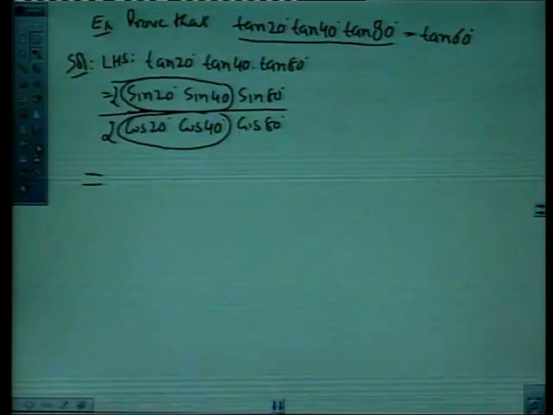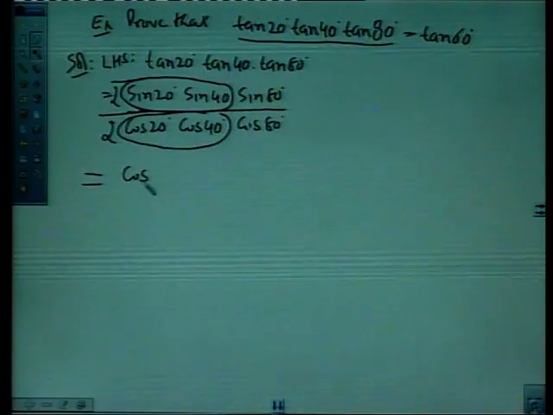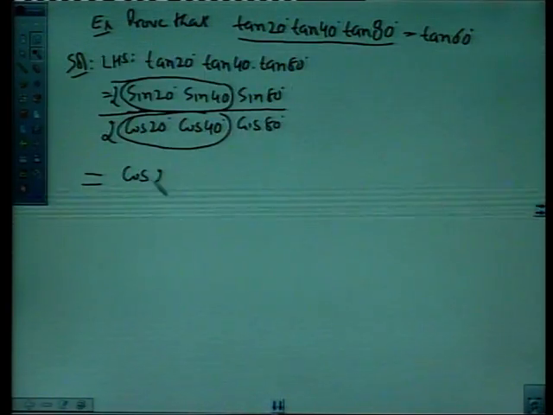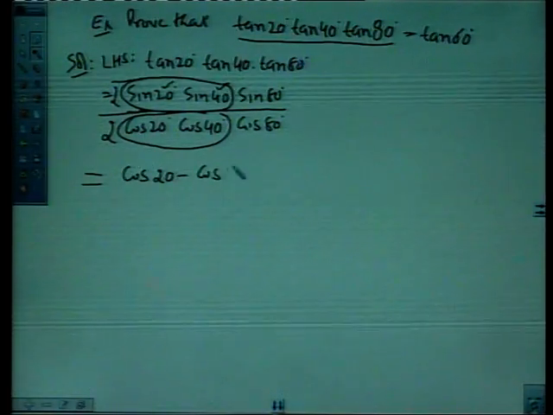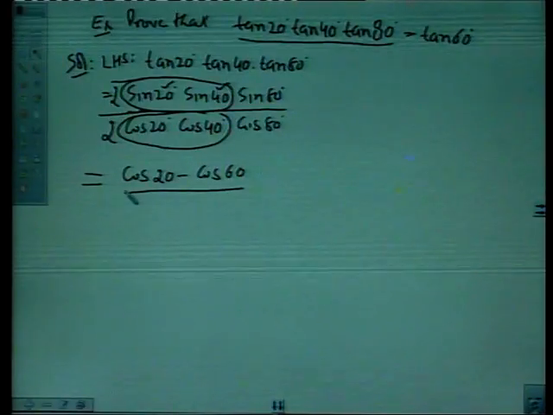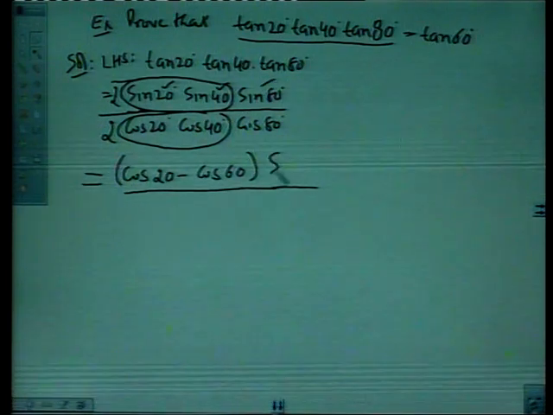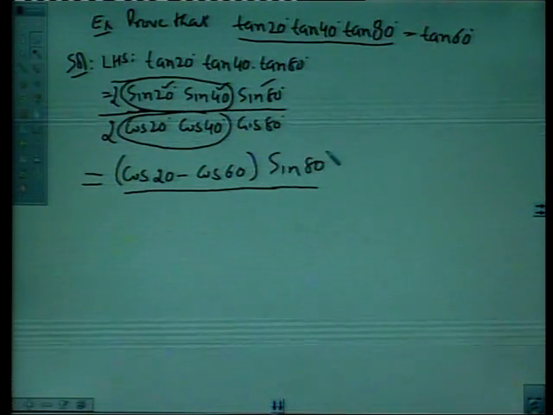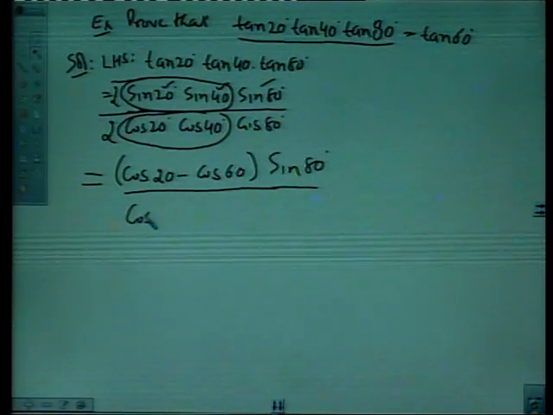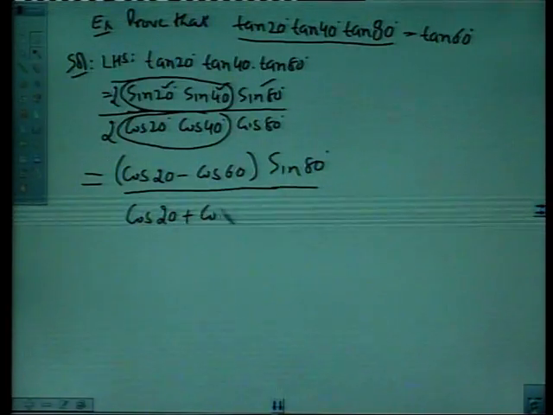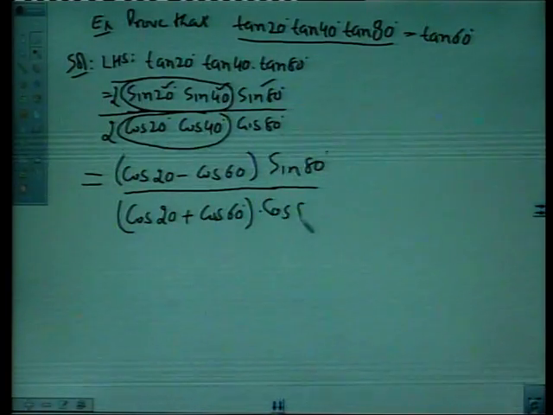Now we will use these 2 formulas, and using these two formulas, what we will get? It becomes cos A minus B. What is the difference? Difference is 20, minus cos A plus B. A plus B is 20 plus 40, 60. Same here into sin 80 as such. It is 2 times cos A cos B. It becomes cos of their difference, which is 20, plus cos 60. So, using those two formulas, we will get this result.